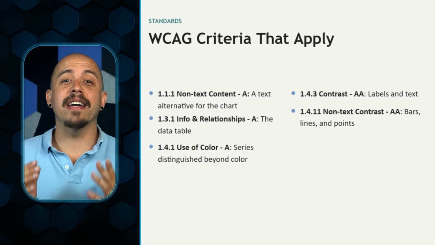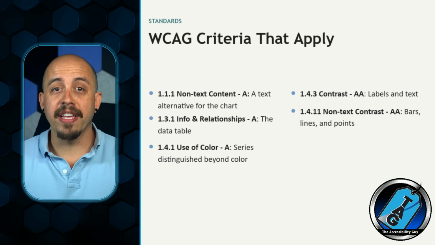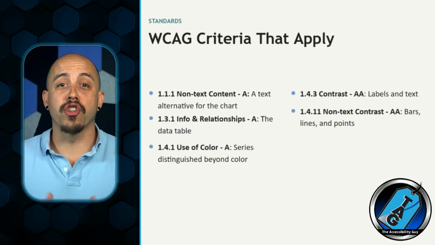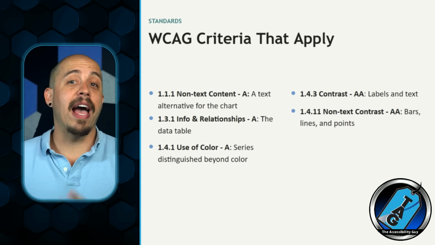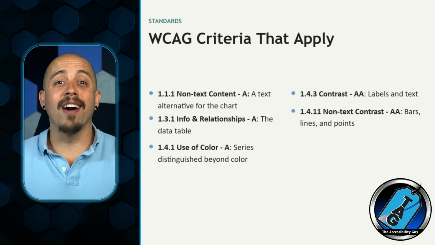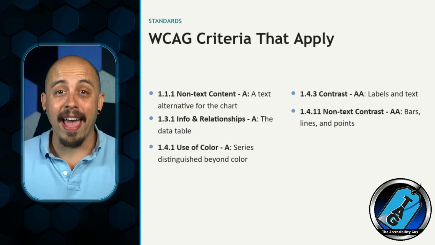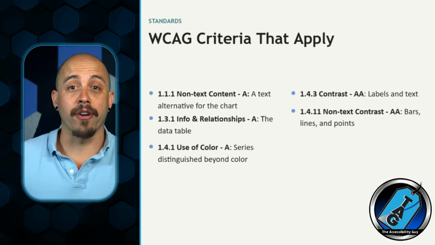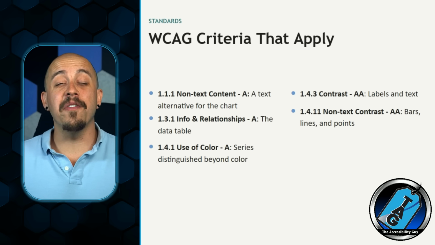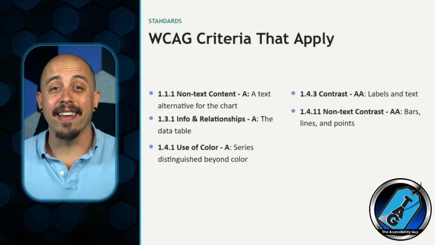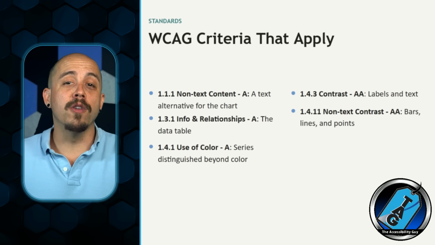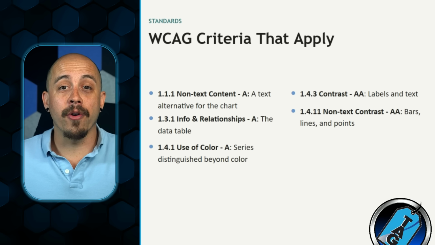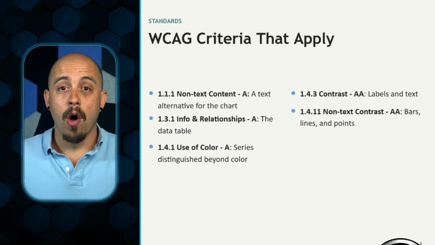Now there are 5 WCAG criteria you need to keep top of mind for charts and graphs. First, we have 1.1.1, non-text content at level A. You need a text alternative for the chart. 1.3.1, info and relationships at level A. This is the one that most people miss, and it's where your accessible data table lives.